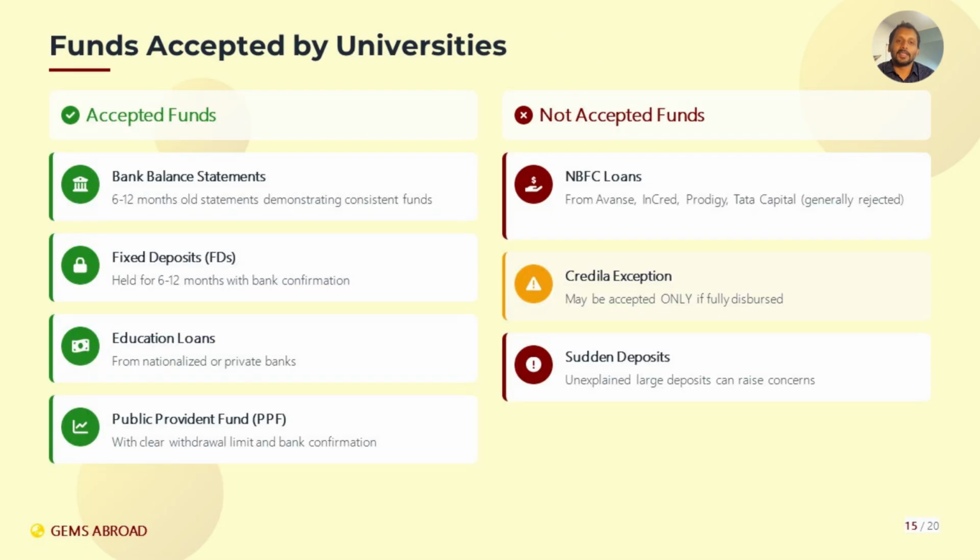Australian universities have specific requirements for acceptable fund sources. Bank balances and fixed deposits should typically be 6 to 12 months old, showing financial stability over time rather than recent lump sum deposits. Education loans from nationalized banks and established private banks are generally accepted, while loans from non-banking financial companies, NBFCs like Avanse, Incred, Prodigy, and Tata Capital face higher scrutiny or outright rejection. One exception is Credila loans, which may be accepted but only if fully disbursed before application. Public Provident Fund (PPF) accounts with withdrawal permissions can also be accepted as financial evidence, though additional documentation may be required.